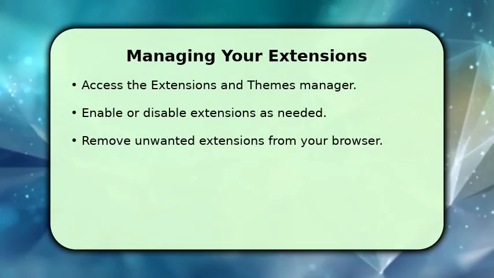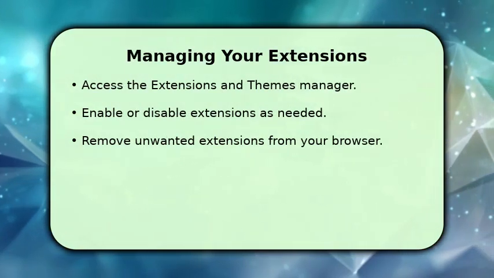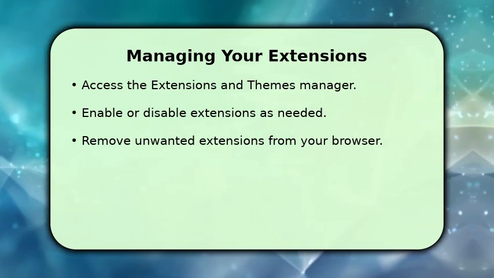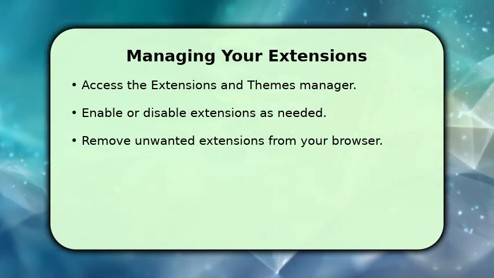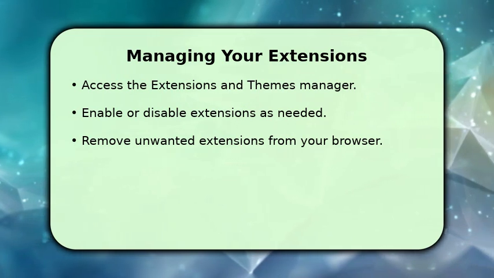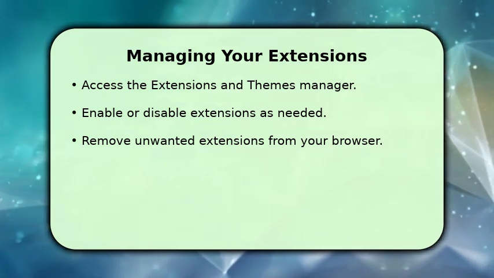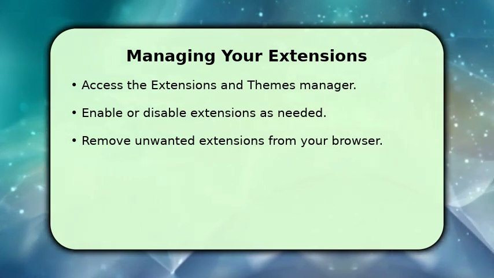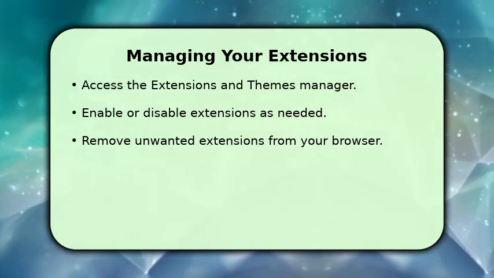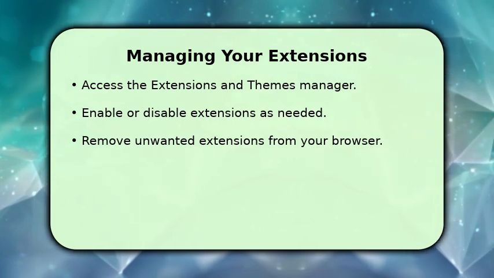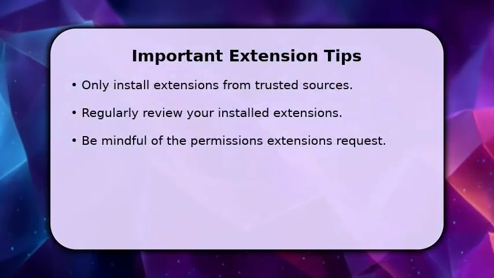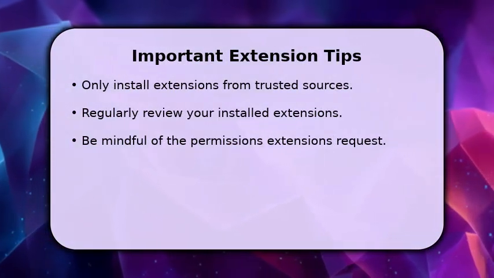process. To manage your installed extensions, click the Firefox menu icon, then select Add-ons and Themes and choose Extensions. Here, you will see a list of all your installed add-ons. You can easily toggle extensions on or off using the switch next to each one. If an extension is no longer needed, you can remove it completely by clicking the three dots next to it and selecting Remove. When adding extensions, always prioritize security.